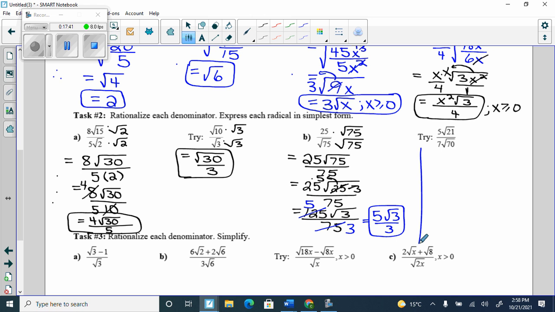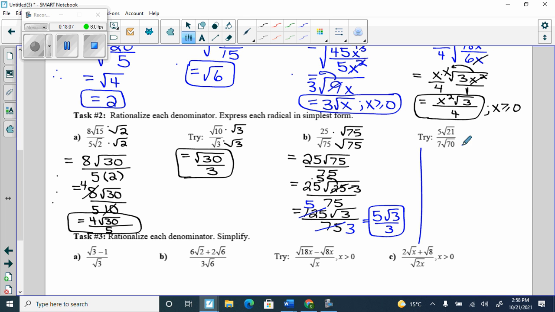So if you simplified the 75 to 5 root 3 first, and then just multiplied by root 3? Totally. You absolutely can. So you can either reduce first, then multiply, or multiply, then reduce.